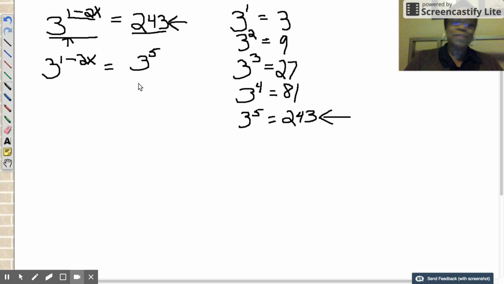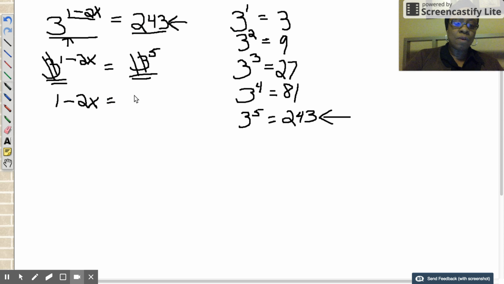Now, here's the beautiful thing about exponential equations. Once you have both sides of your equation represented by a base of 3, or in any base in that case, as long as both sides have the same base, you no longer need to solve this equation with the bases, okay? That's a property of exponents. Now you can actually solve this equation with the powers themselves. Okay, so now I'm going to rewrite this equation with the powers on each side. 1 minus 2x equals 5.